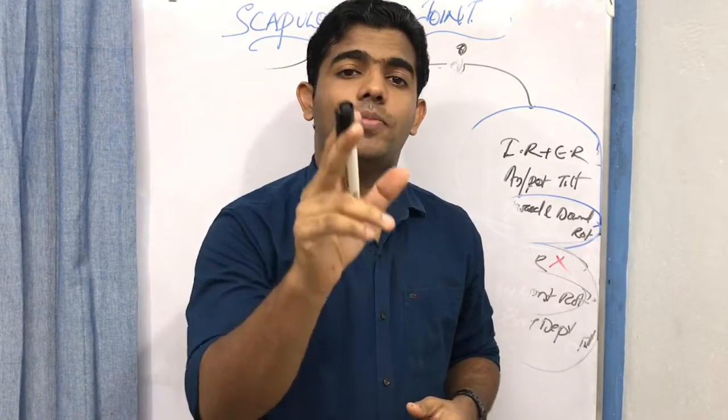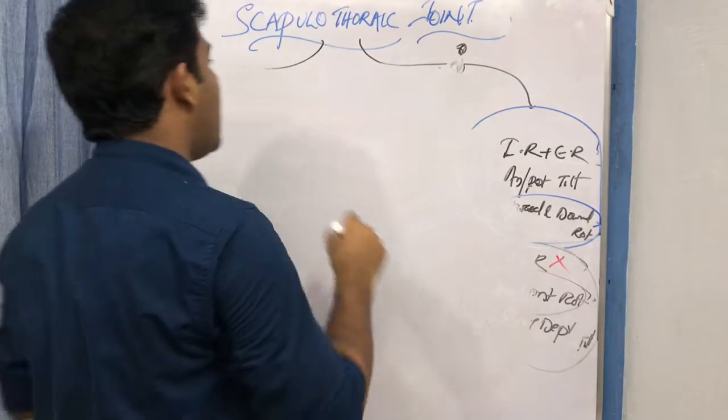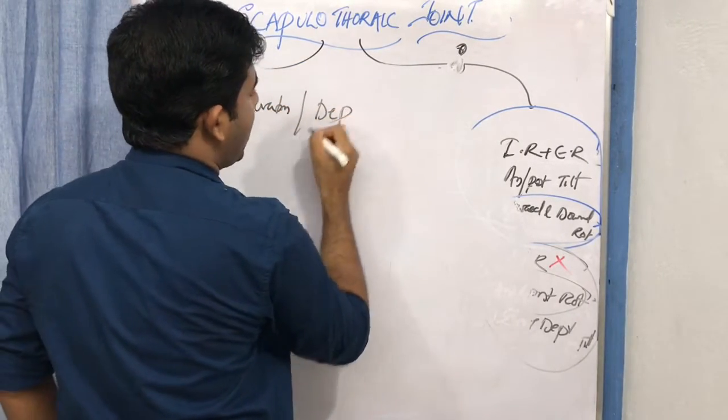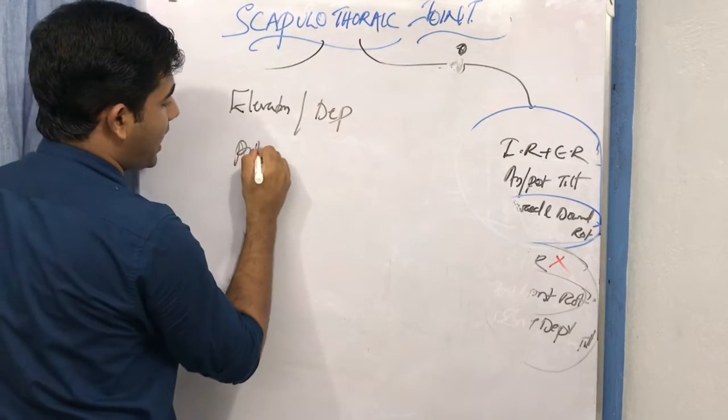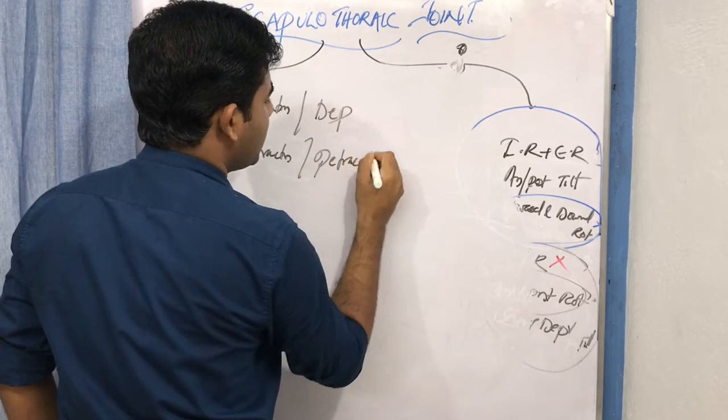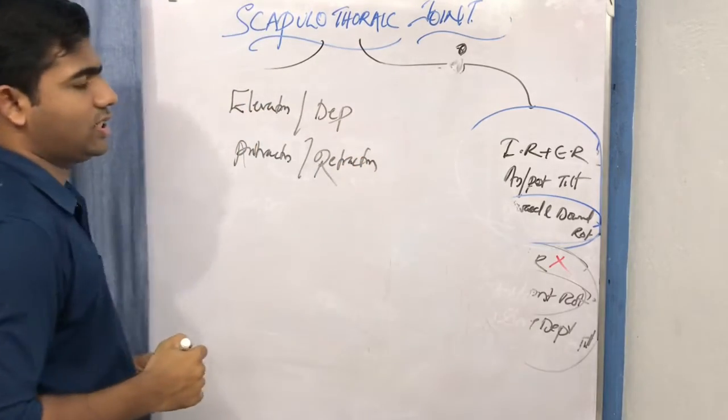The translatory movements in this joint are very important. Elevation and depression. What is that? Elevation and depression, and protraction and retraction. Let us look into that.